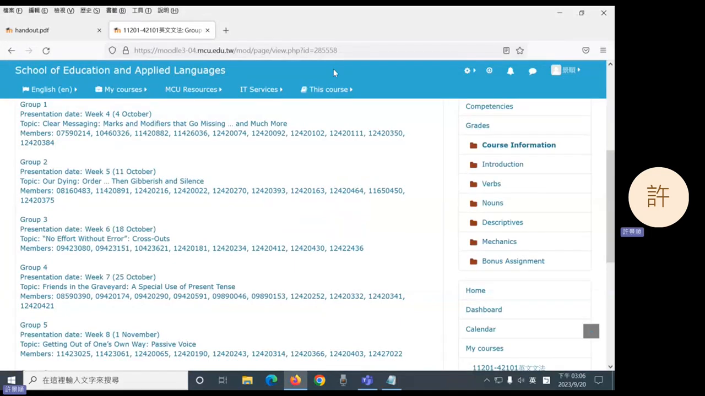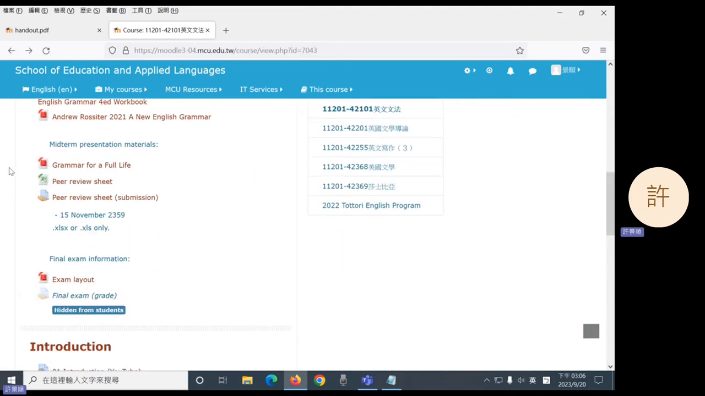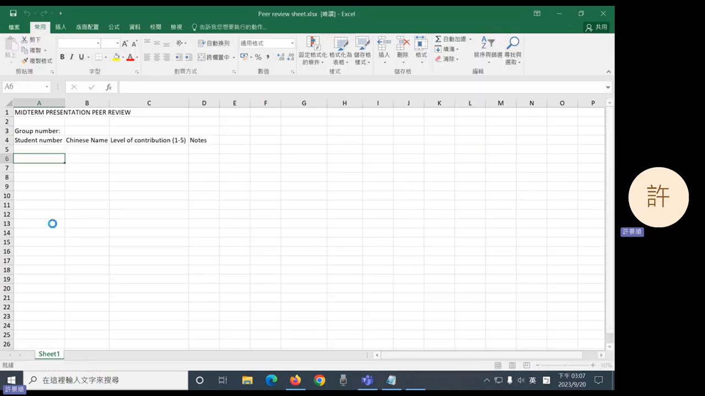It is important to have your group members' contact information because when you do your midterm report, remember that you have to fill in a peer review sheet, 同才互评单. This is where you record how much each group member contributed to your report. So you will need to tell me your group number and each of your group members' student number at least, 至少要学号, and Chinese name if you know it.